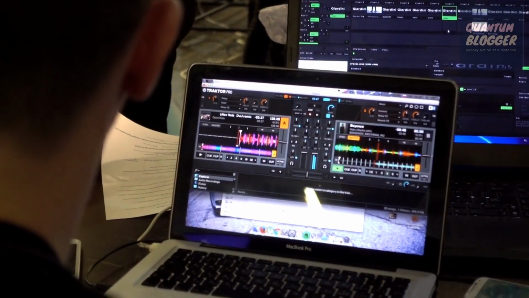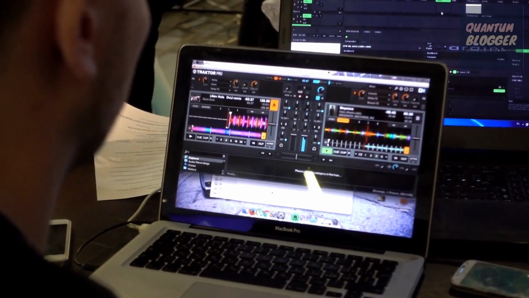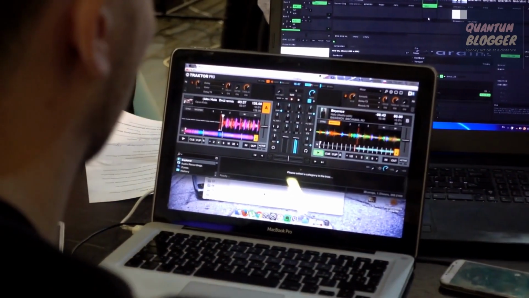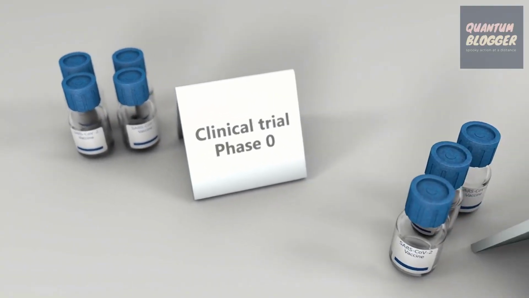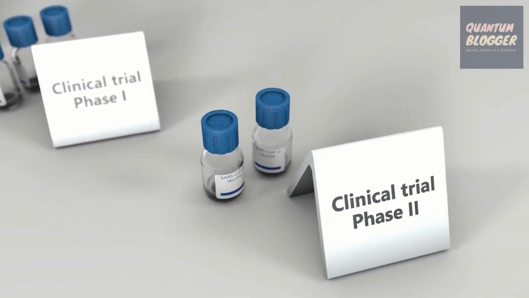For example, quantum computers could be used to simulate the behavior of enzymes, which are complex molecular machines that play a critical role in many biological processes. This could lead to the development of new drugs that target specific enzymes and improve the treatment of diseases.